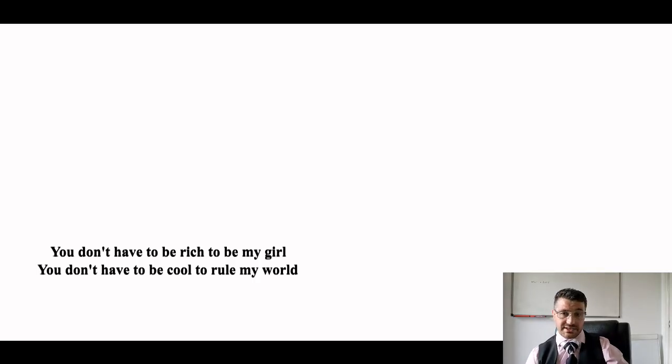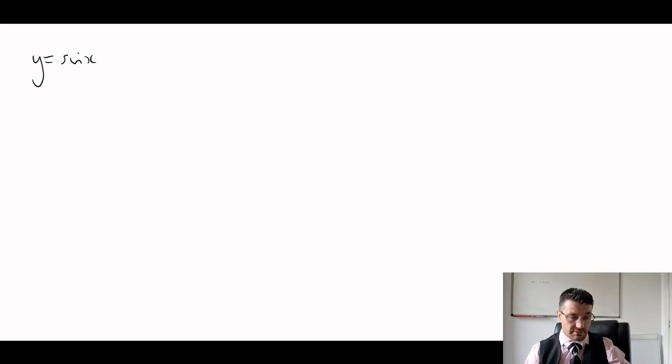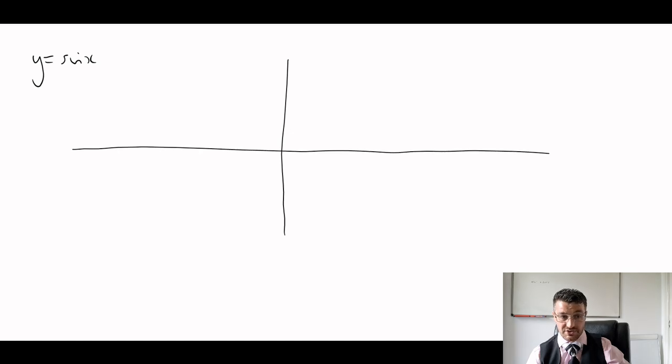So let's have a look at the graph of y equals sine x. We're only after a sketch of the graph of this, so it doesn't need to be perfect. It's definitely not going to be perfect, I can tell you that for certain. So it's going to look something like this, between minus pi, 0, pi, 1, minus 1. Let's stick in pi by 2 and minus pi by 2 as well.